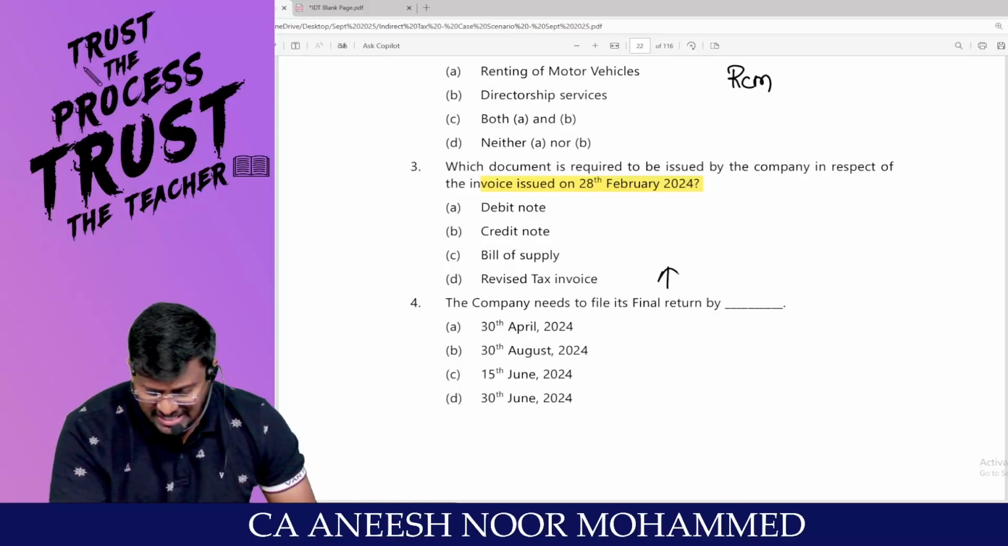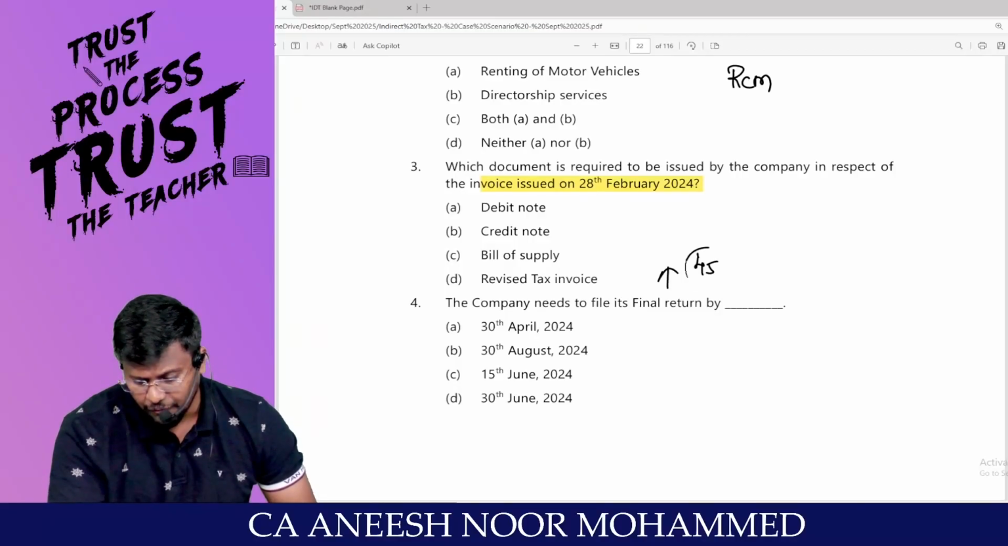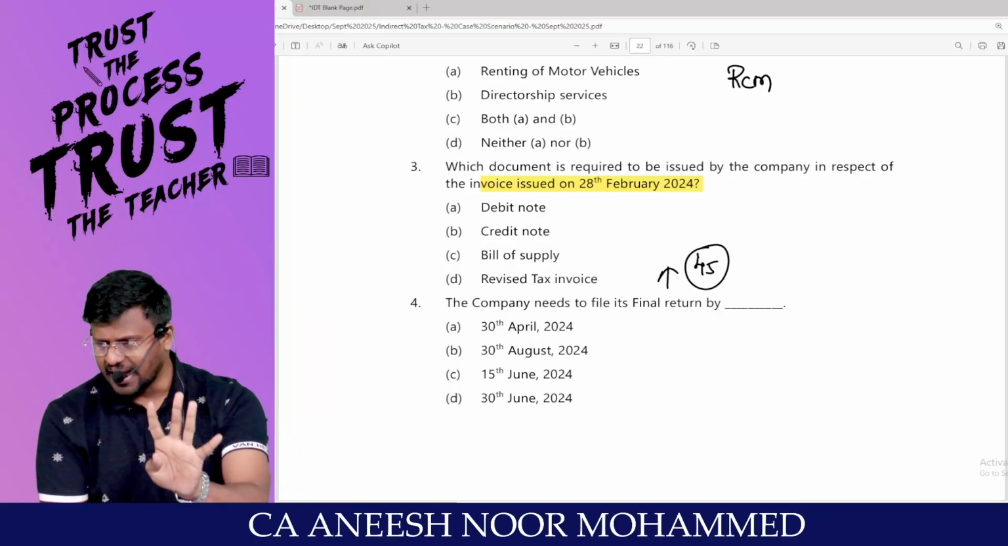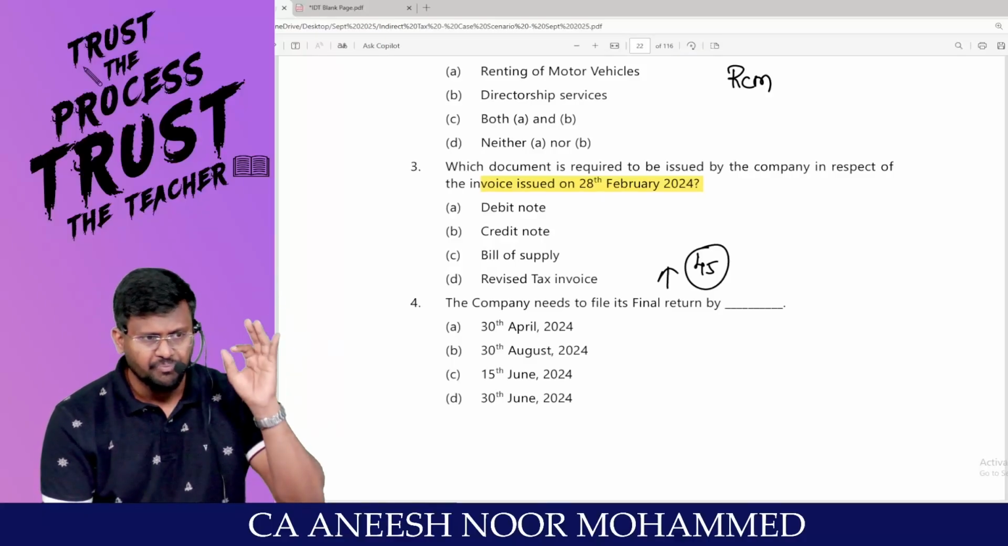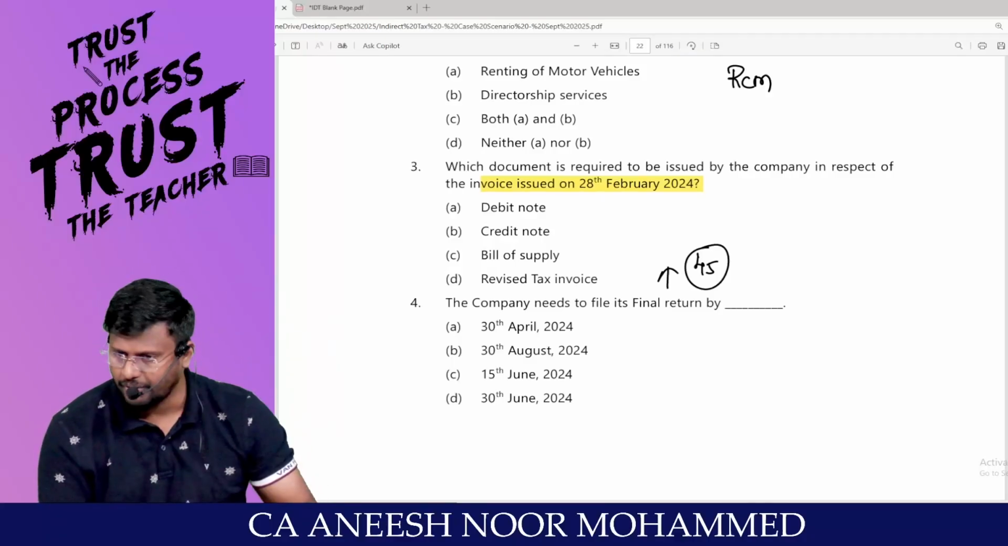Company needs to file its final return. Section 45 they are testing. 44 is the annual return. 45 is the final return. They are talking about the time limit to file the final return.